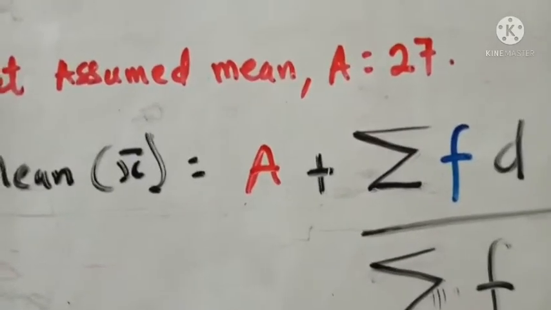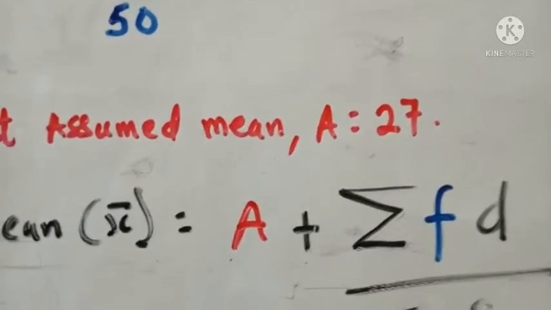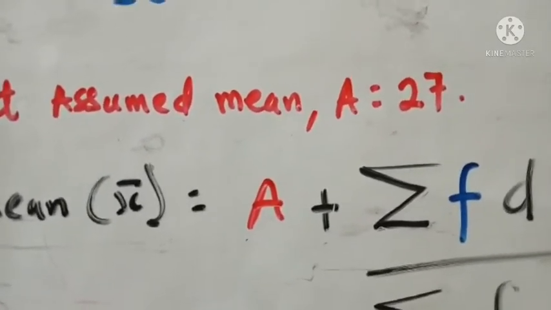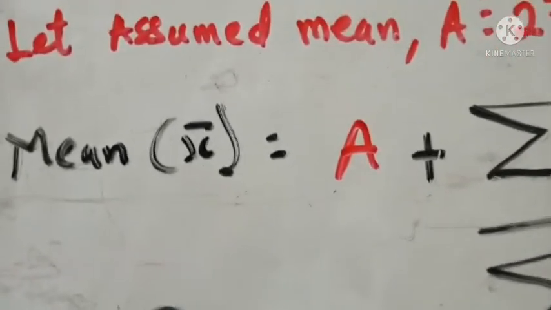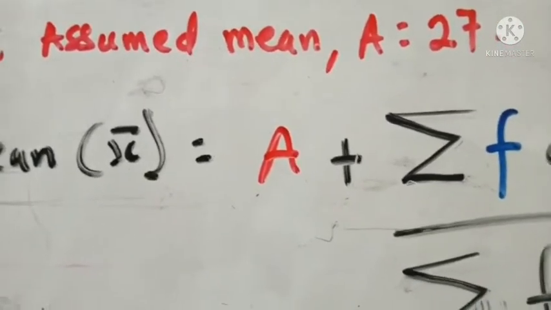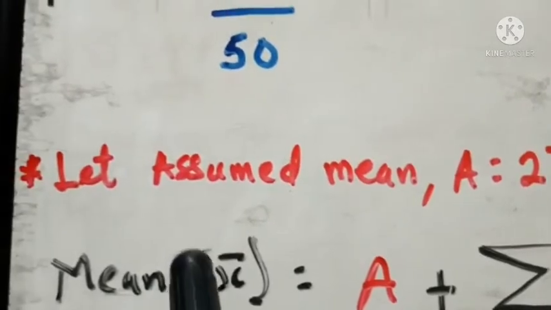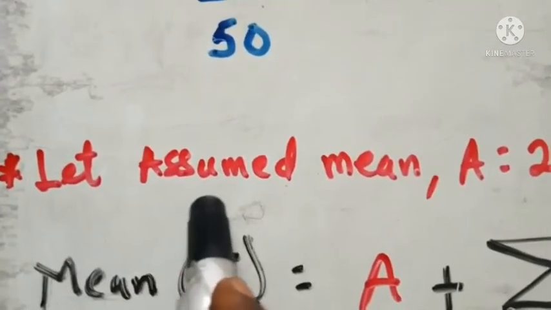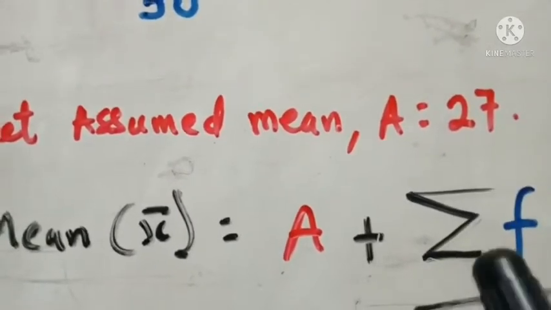The next part of the question says that we should calculate the assumed mean, right? Using the assumed mean method, we should find the mean range, right? The mean range here means the average, right? The average of the ages that we are dealing with. Using the assumed mean, your main focus here is that you must know the assumed mean. What exactly is the assumed mean?